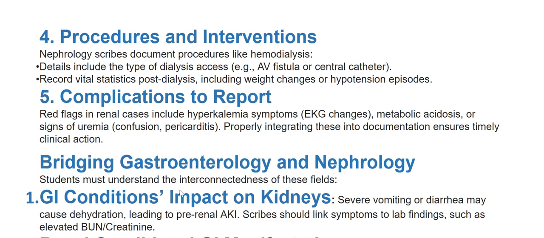Bridging gastroenterology and nephrology, students must understand the interconnectedness of these fields. GI conditions impact kidneys. Severe vomiting or diarrhea may cause dehydration, leading to pre-renal acute kidney injury, AKI. Scribes should link symptoms to lab findings such as elevated BUN/creatinine, which is blood urea nitrogen for BUN. Renal conditions can have GI manifestations. Advanced CKD, chronic kidney disease, can cause symptoms such as nausea and anorexia due to uremia. Include this systemic link in documentation.